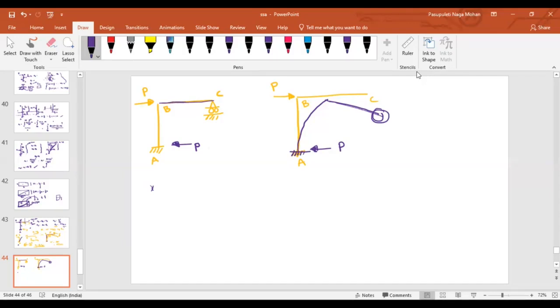How much will it be? Any other reactions, any other supports in this section? Sir, in this case, the reaction at C, sir. Reaction at A and C will be equal and opposite. In this case, what will be the reaction at A? Is there any support at C? No, sir. In that case, it is 0, sir. It is 0, so that's what I'm asking. It is 0. Now, come to this case.